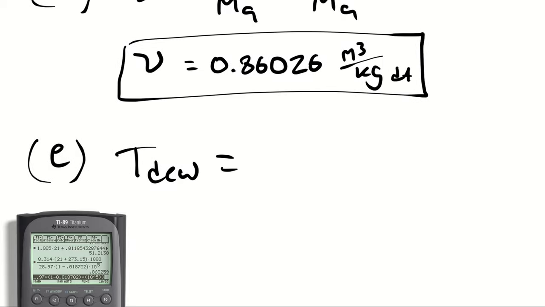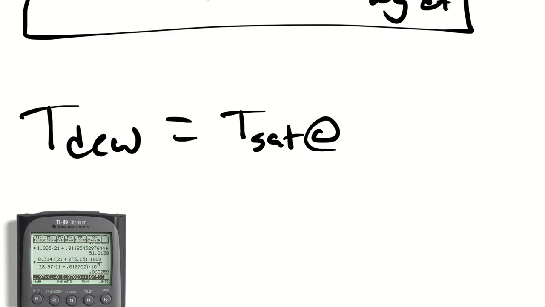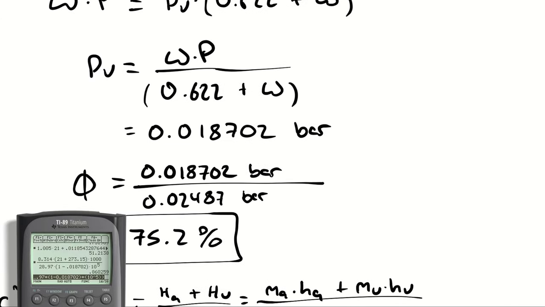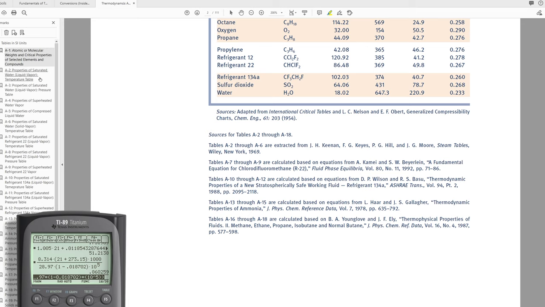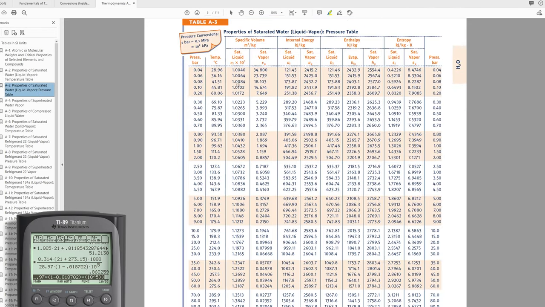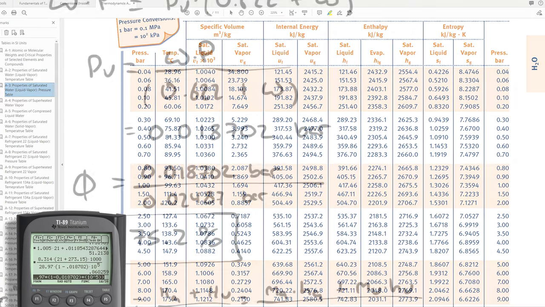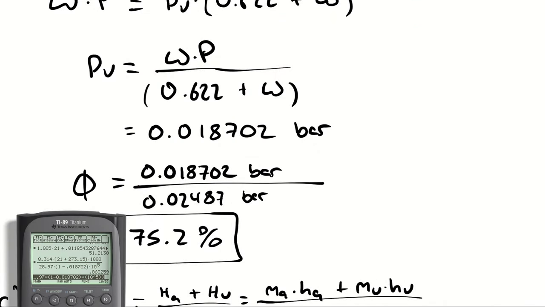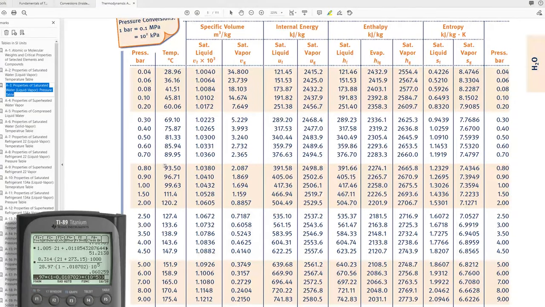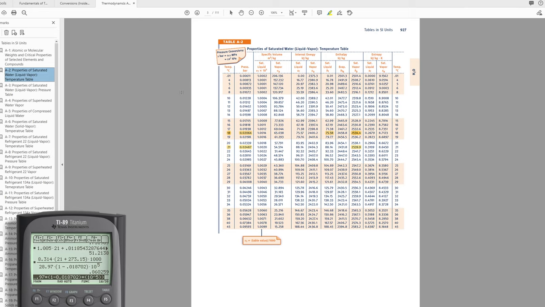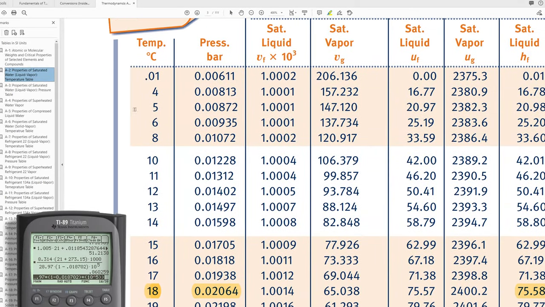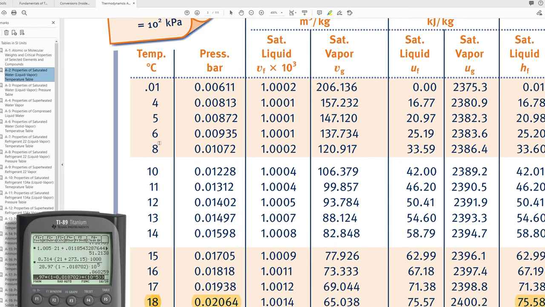The dew point temperature is going to be expressed as the saturation temperature at PV. Which means that I'm looking for the saturation temperature at 0.018702 bar. So back into our steam tables. If we start on the pressure table, we will note that we don't have a pressure that's low enough. Again, we're looking for 0.018702 bar. So we could extrapolate using 0.04 and 0.06, but the better thing to do is to actually jump over to table A2. Because table A2 goes down to lower saturation conditions.